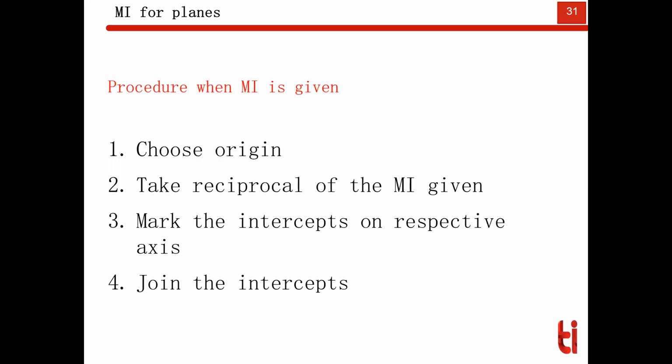Second one is take the reciprocals of the Miller index given. So whatever values are given to you, you will first reciprocate them. Mark the intercept on the corresponding axis. So whatever reciprocal values you got are actually the intercepts. You mark those intercepts on the unit cell and then join those intercepts. Once you join those intercepts, you will end up with a plane that is of our interest. Let us try to understand this four-step process with an example.